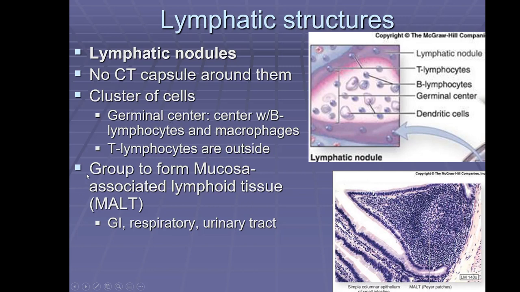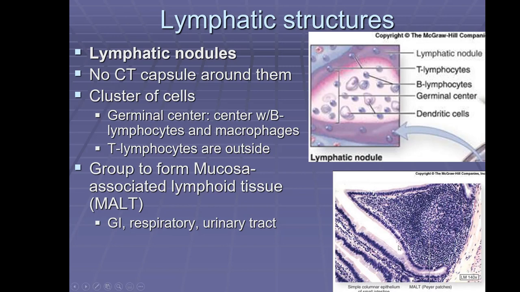But here's the important thing from this slide. These lymphatic nodules get together to form what's called mucosa-associated lymphoid tissue, or MALT. And this is found in areas of the body that have a lining. So the GI tract in particular, the respiratory tract, even the urinary tract.